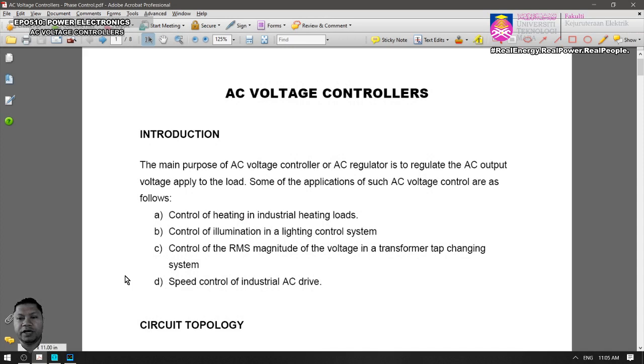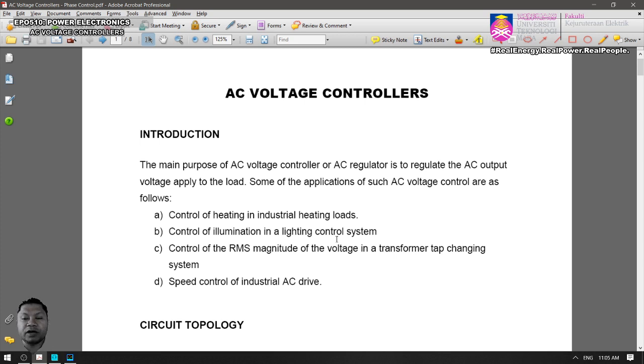All right, so AC voltage controllers. As an introduction, the main purpose of an AC voltage controller or AC regulator is to regulate the AC output voltage applied to the load. So this is where we have a system where the supply is in the form of AC voltage, and the load also requires a different level of AC voltage. So we need to use these AC voltage controllers.